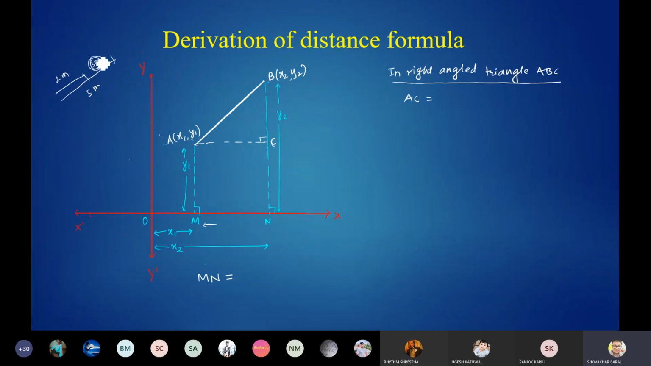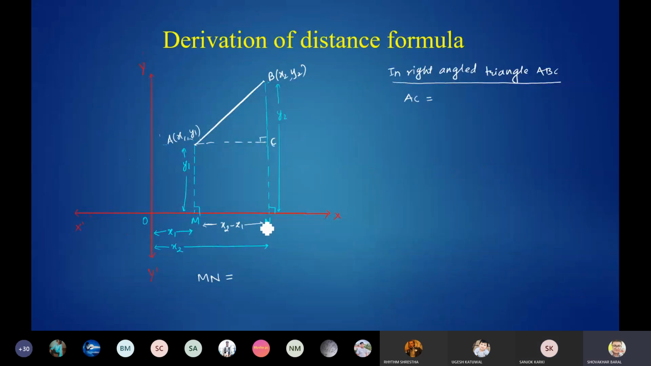So if this is 3 meter, how did it come? It came by subtracting 5 meter minus 2 meter, isn't it? So similar is the case here. Tell me again please. x2 minus x1. Very good. It will be x2 minus x1.